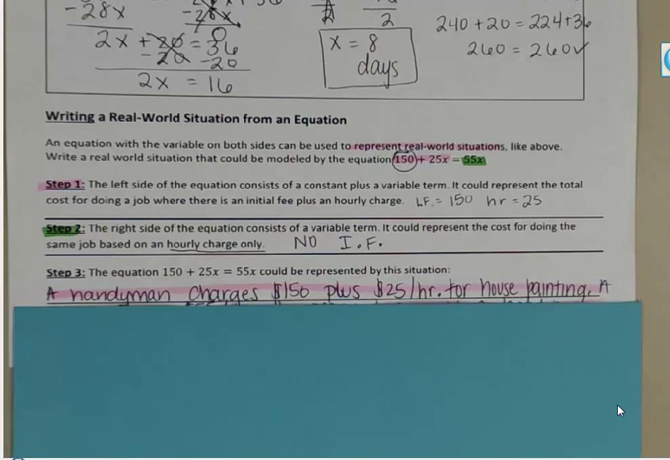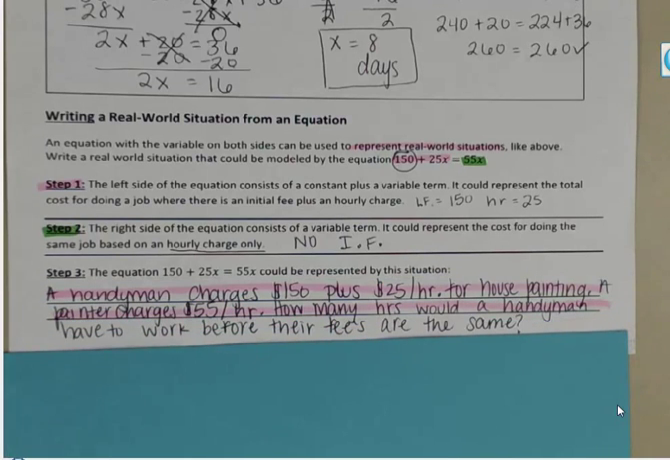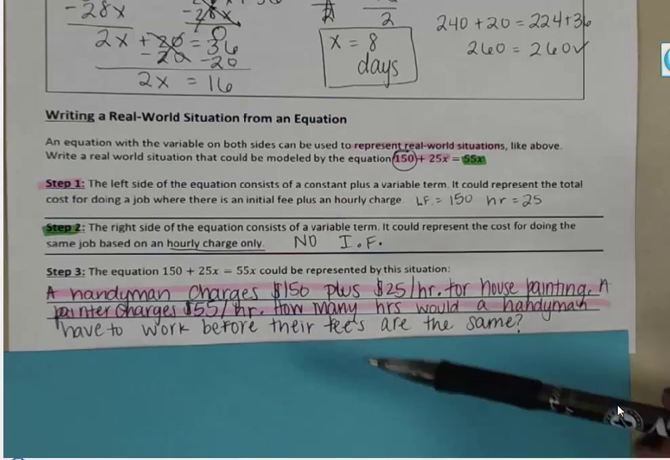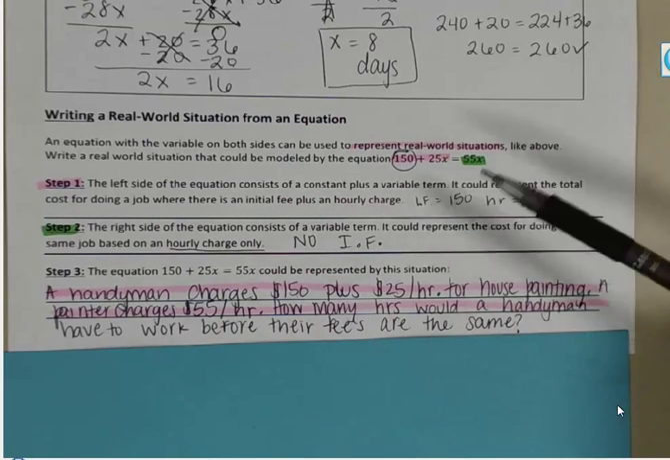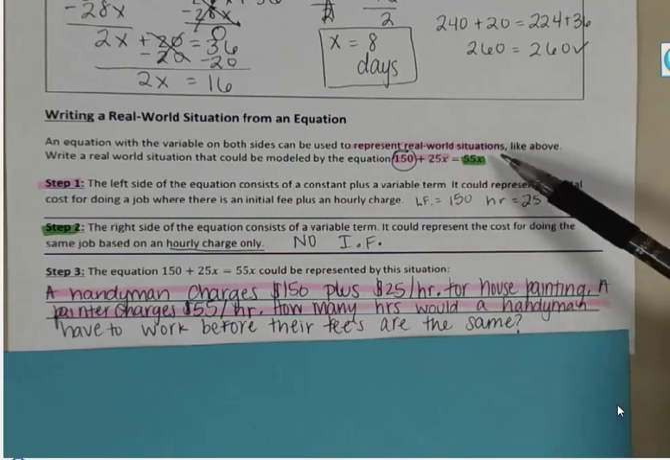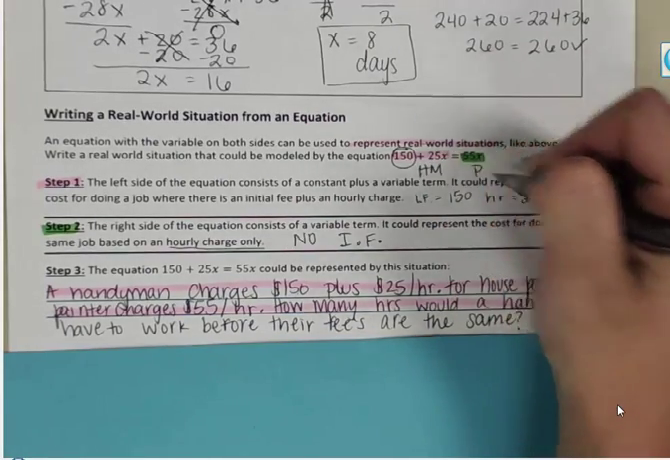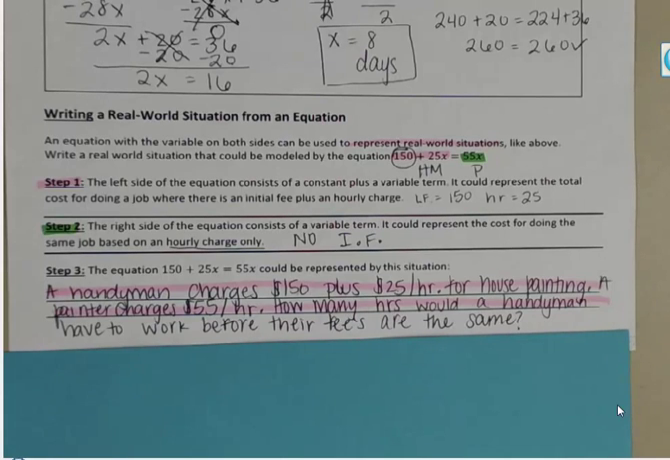Alright, I said a handyman charges $150 plus $25 per hour for house painting. So to paint the house, they charge an initial $150 plus $25. A painter charges $55 an hour. So I've covered this side first, and then this is the painter. So this was the handyman side, and this was the painter's. How many hours would a handyman have to work before their fees are the same? So how many hours would they have to work before they charge the same amount?